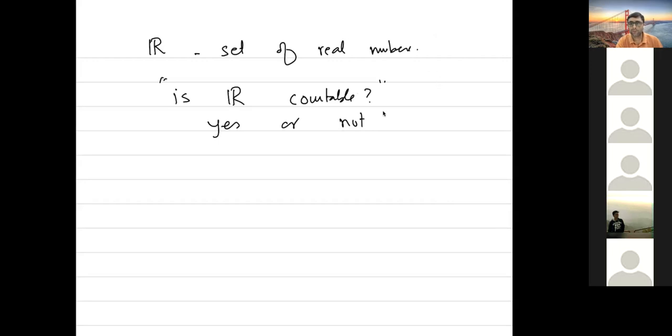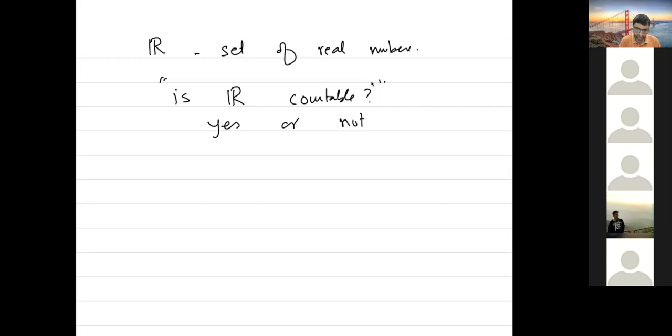Irrational numbers are not countable. Yes. So R is not countable. And why is it not countable? I will give you a very simple argument, and I will show you that it is not countable.